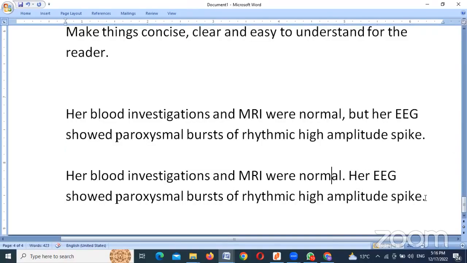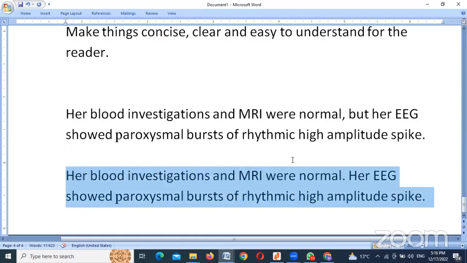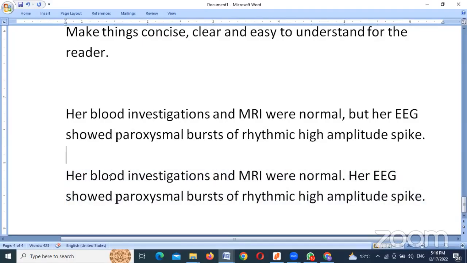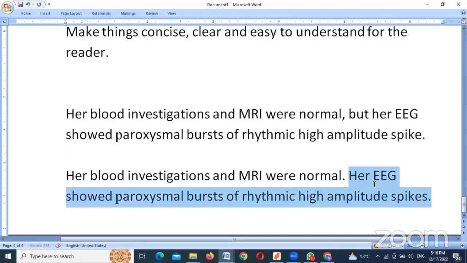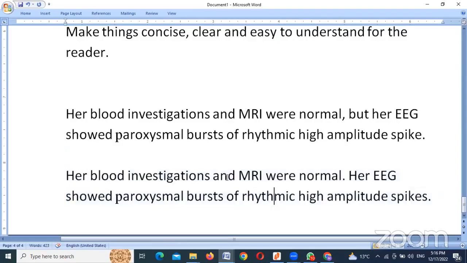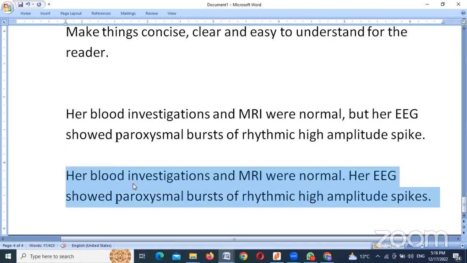Okay, now look at the second. Now I have made some changes. Her blood investigations and MRI were normal. This is one sentence. Her EEG showed paroxysmal bursts of rhythmic high amplitude spikes. Okay, it should be spikes, plural. Now these are two simple sentences. Even this is a compound sentence. This one is itself compound. But I will say overall, these are two simple sentences.